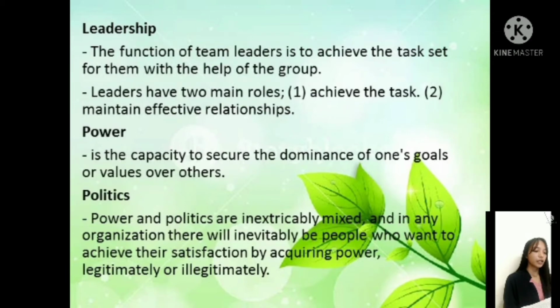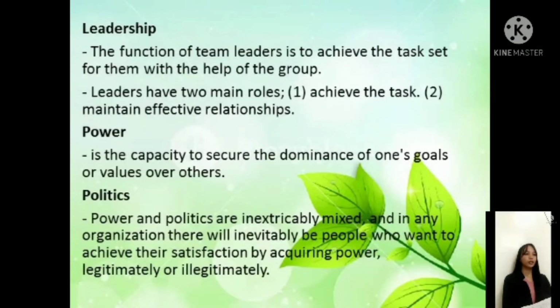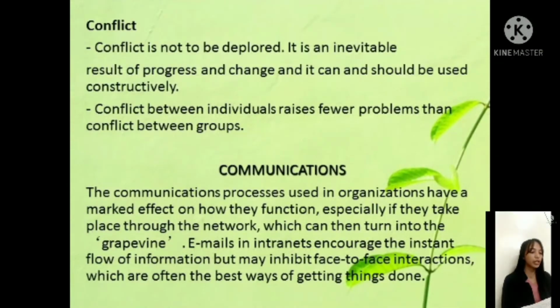The next one is politics. Power and politics are inextricably mixed, and in any organization there will inevitably be people who want to achieve their satisfaction by acquiring power legitimately or illegitimately.